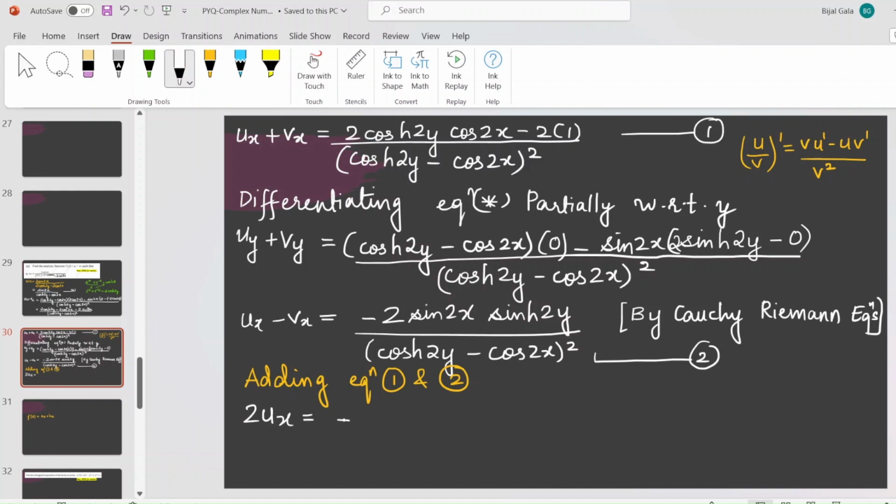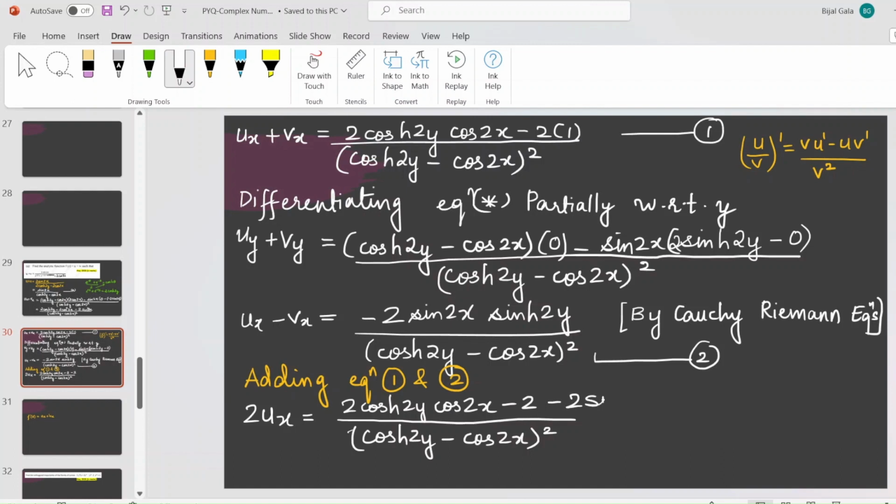Let's look at the addition. The denominator is exactly the same, so I can directly add the numerator. No change in the denominator. So let's look at the numerator. The first term is 2 cos hyperbolic 2y cos 2x minus 2, and this remains the same. No change. Once we have got it so far, I may divide by 2 on both the sides.